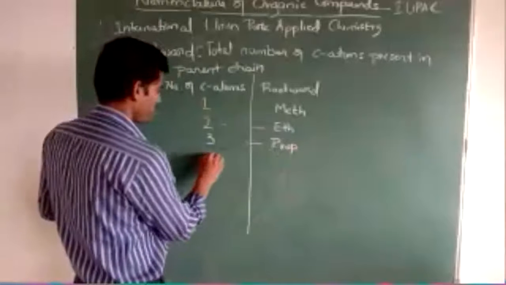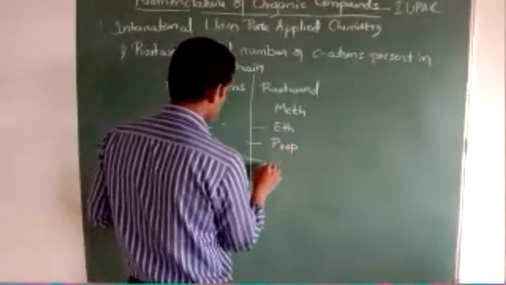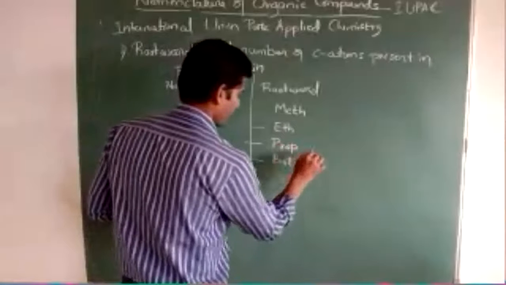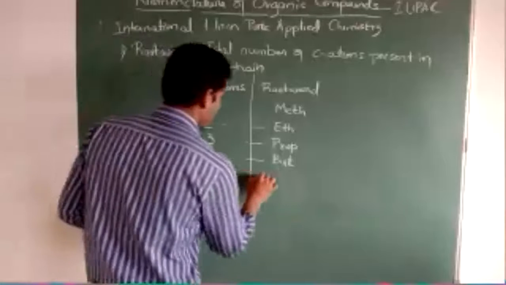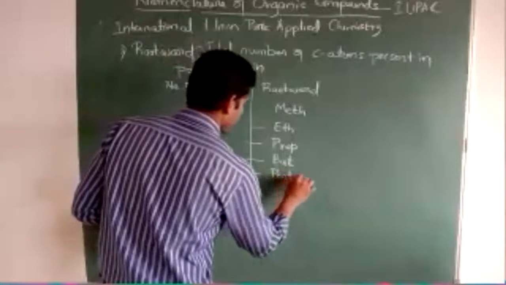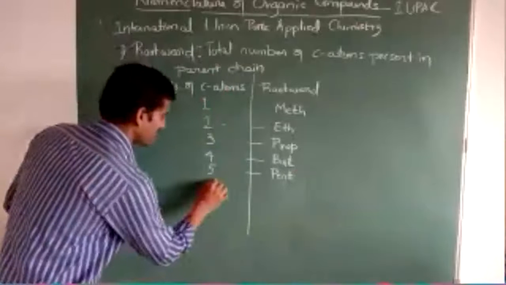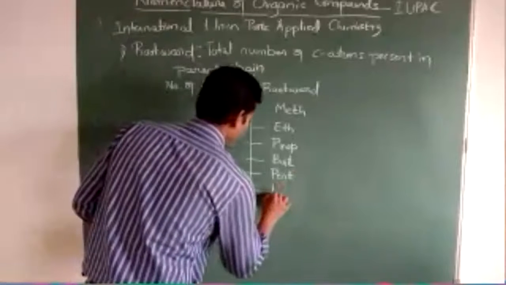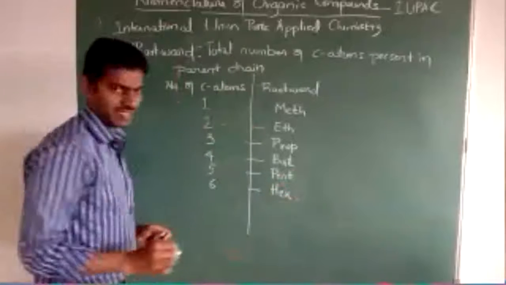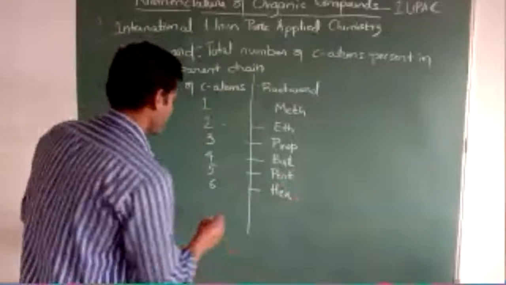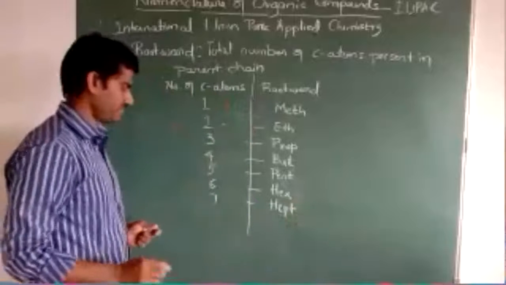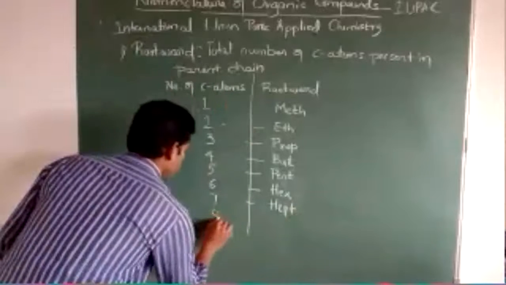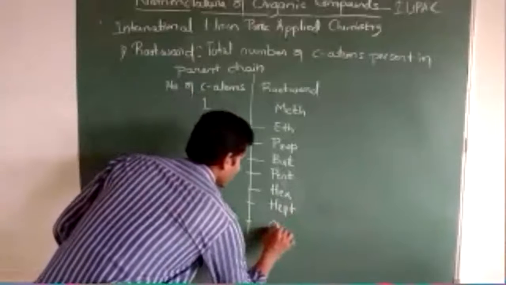Next, if you are having four carbon atoms, we are going to use but. If you are having five carbon atoms, that is pent. If you are having six carbon atoms, that is hex. If you are having seven carbon atoms, that is hept. If you are having eight carbon atoms, that is oct.